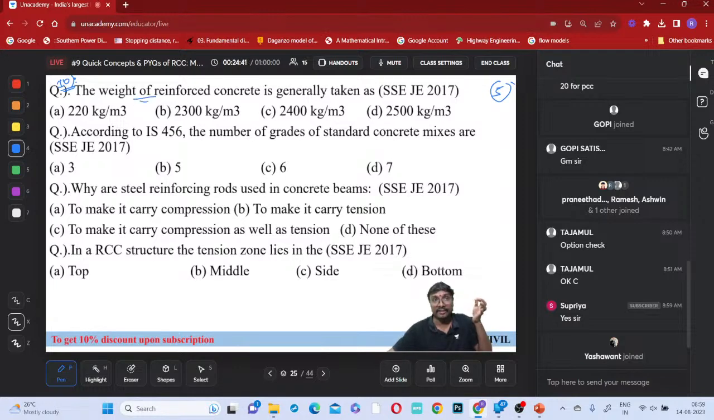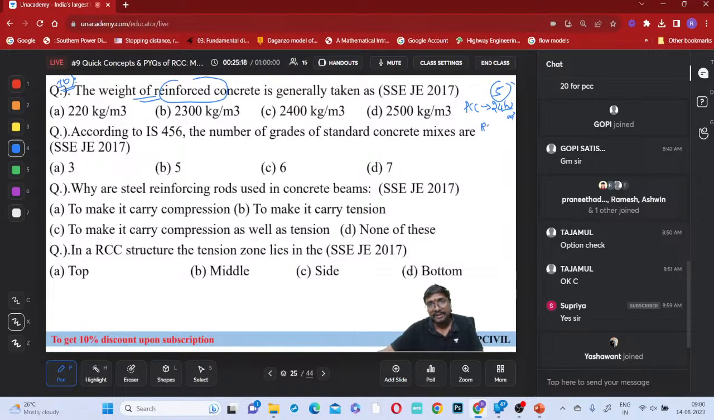The weight of reinforced concrete: whenever it is reinforced concrete, it is given including the steel. Including the steel means this will be RCC only. For PCC, how much will it be? For PCC, 24 kilonewton per meter cube.